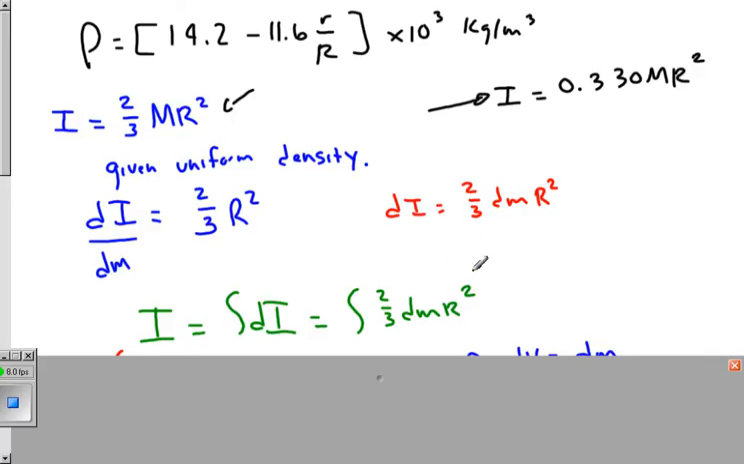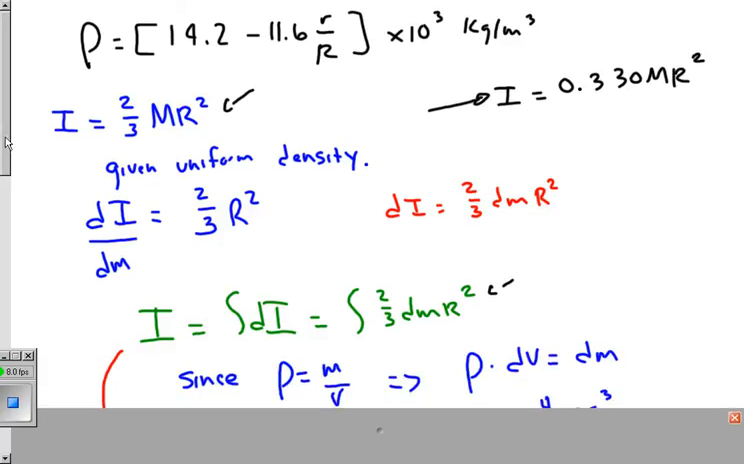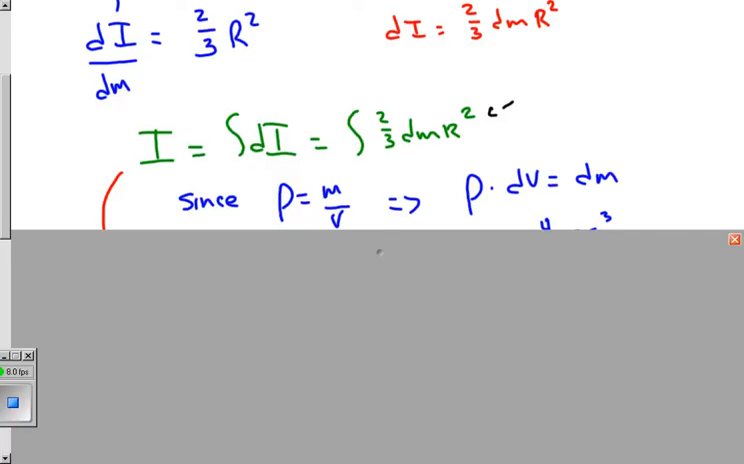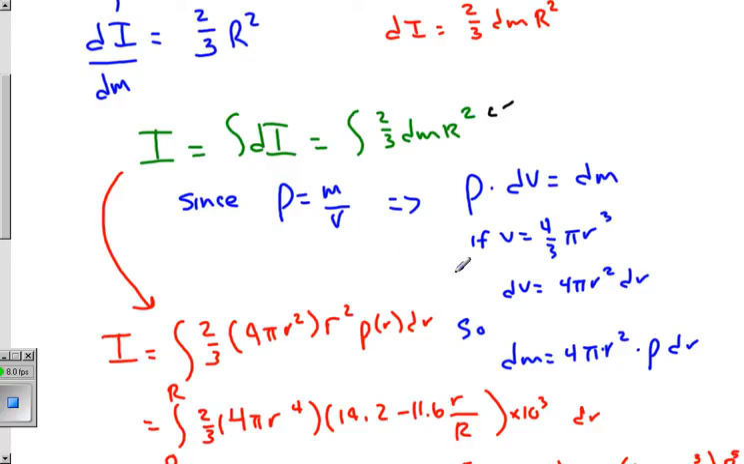So we're trying to find our total integral of this, which is given by the equation 2/3 dm times r squared. Now the concern is trying to figure out what our dm is, and in order to do that, we have to understand that our density function gives us our dm. Because rho is equal to our mass divided by our volume, we see that rho times dV is equal to dm. In that case, if V is equal to 4/3 pi r cubed, our dV is equal to 4 pi r squared dr. That's what we see right here.